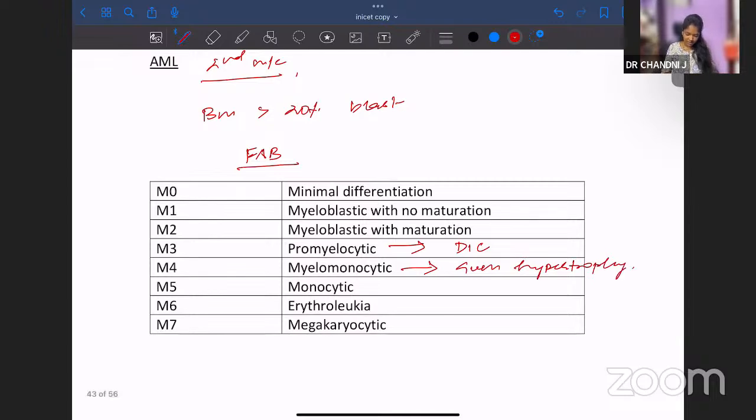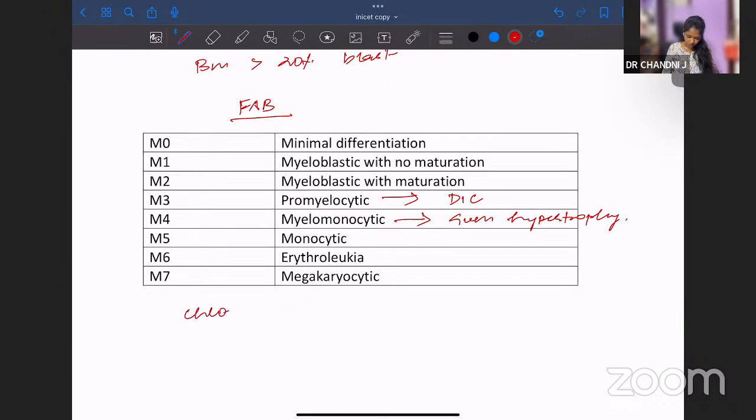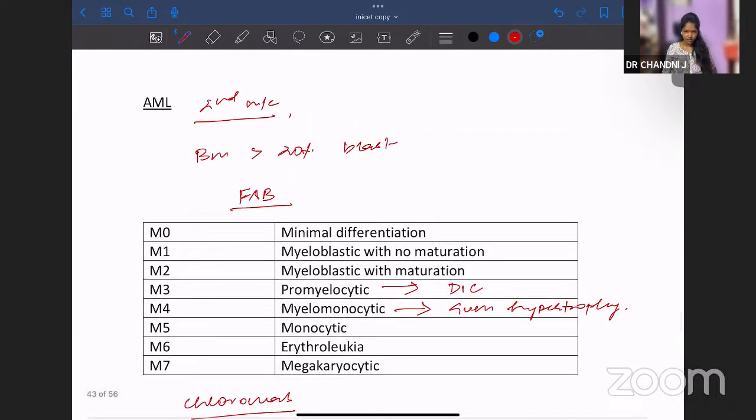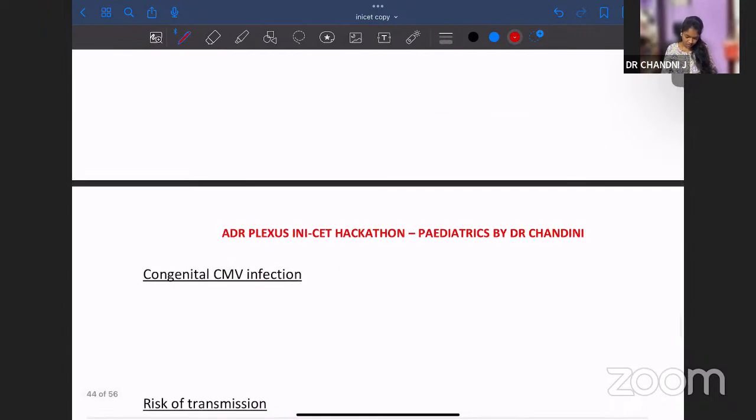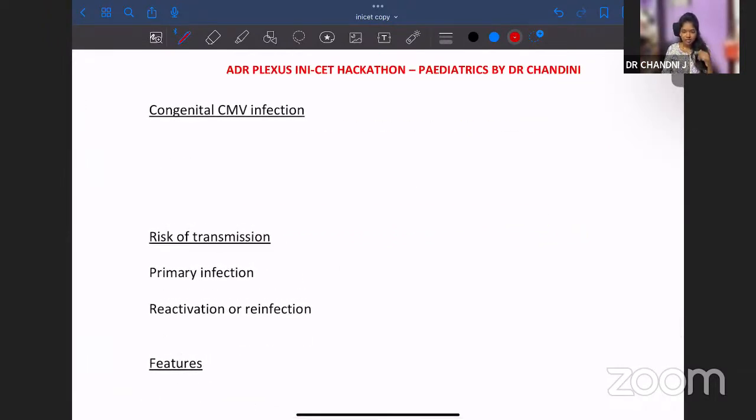Okay. Type 3 DIC, type 4 gum hypertrophy. And in AML, you can see something called chloromas. What are chloromas? Accumulation of the myeloblasts in the skin or some tissues is called a chloroma. Okay. This is characteristic of AML. Now, congenital CMV infection. This is also very, very important. They have asked repeatedly. So, congenital CMV infection is the most common congenital infection.